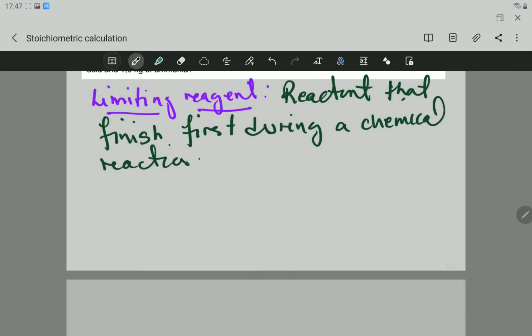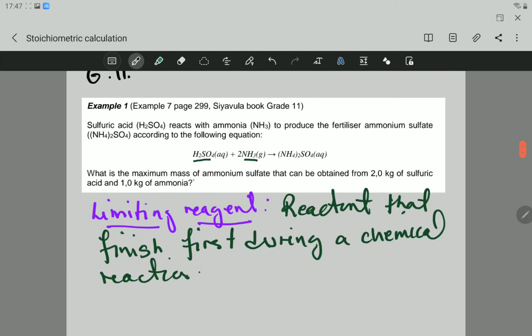Okay, so now how can we identify the limiting reagent? Let's first go to the question. This is one example that will help us find the limiting reagent. Sulfuric acid reacts with ammonia to produce the fertilizer ammonium sulfate according to the following equation. And then you have the equation here. They ask what is the maximum mass of ammonium sulfate that can be obtained. This maximum mass of ammonium sulfate is what we call the theoretical yield.